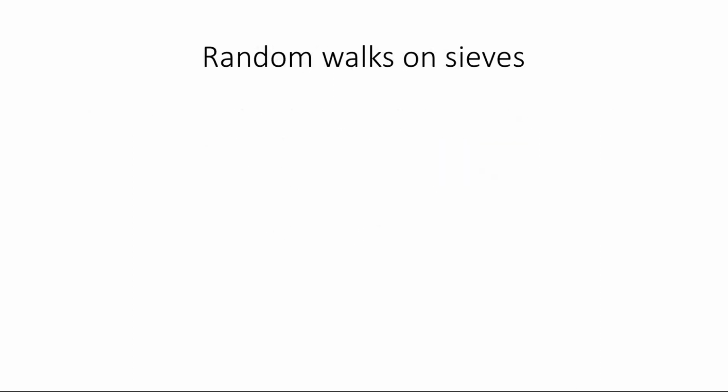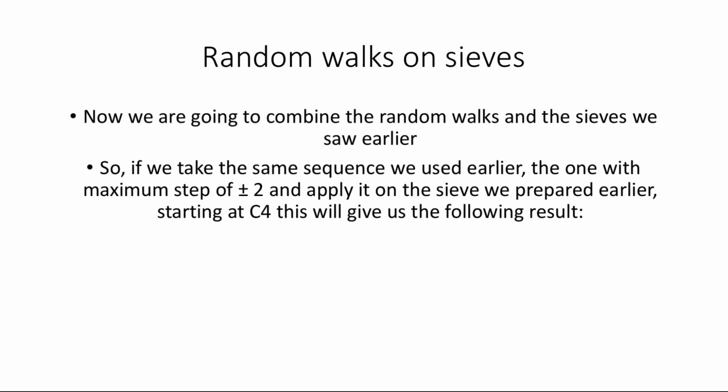We're now going to combine the random walks and the sieves we saw earlier on in order to understand that the random walk can be applied on any given musical material, a scale, a mode, a sieve. So, if we take the same random walk, the same sequence we used earlier, the one with maximum steps of ±2, and apply it on the sieve we prepared earlier, starting at C4, it will give us the following result.